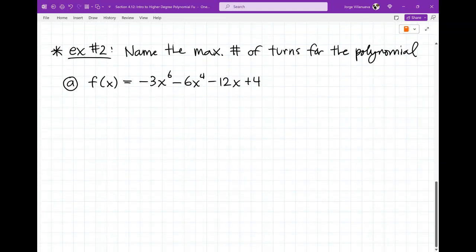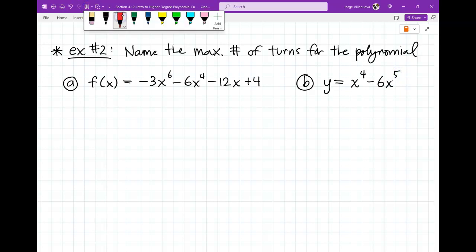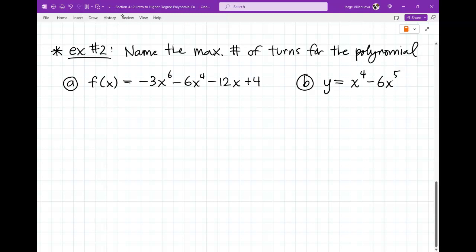Okay, and then for part B, we'll make it really easy here. We'll put y equal to x to the 4th minus 6x to the 5th. So we'll give you one that looks really complicated, but again, it doesn't really matter. I don't care what the function looks like. All I care about is what? What's the only thing I'm focusing on for these? The degree. Yeah, the highest power. So what's the highest power in A? 6. So how many turns does it have at the most? 5. 6 minus 1, right? So 5. That's it. What about part B? What's the maximum number of turns?